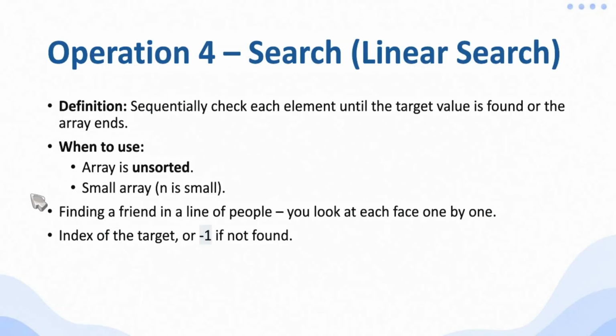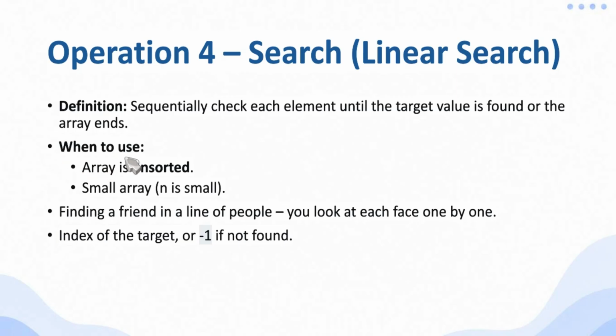The fourth operation is search. We are now discussing linear search. We want to find if a particular value exists in the array and return its index. So let's look at the definition of the search, right? Linear search. In simplest way, we can say start from index 0 and check each element one by one until you find the target value or reach the end.